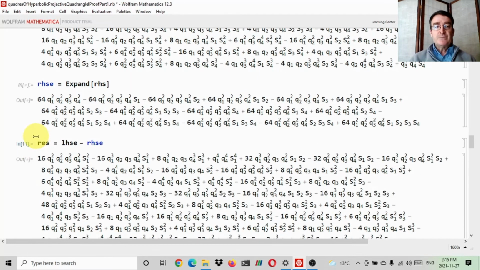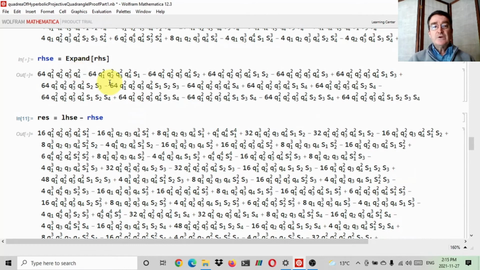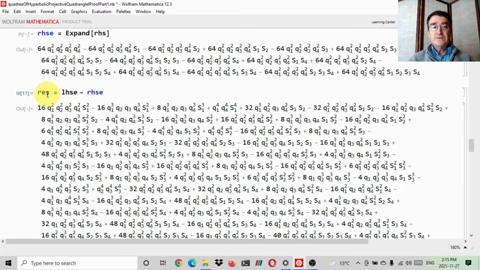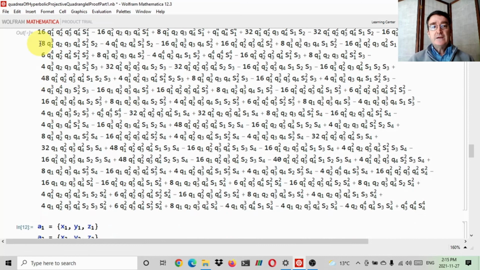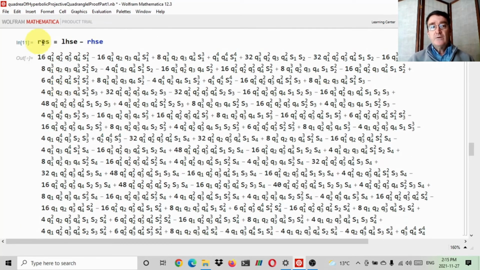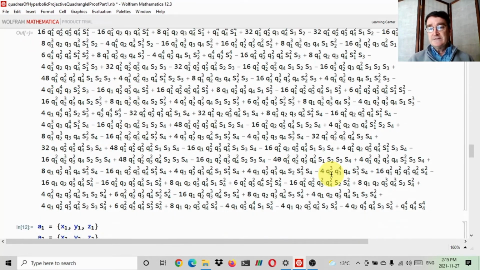We're going to do the same thing with the right-hand side. We're going to expand right-hand side and get the expanded expression, and that's this. The right-hand side expanded out. Then we're going to take the left-hand side expanded out and subtract the right-hand side expanded out and get this result here. So this is the result of the left-hand side and the right-hand side all expanded out. It's this long expression in all the quadrances and spreads of our projective quadrangle.